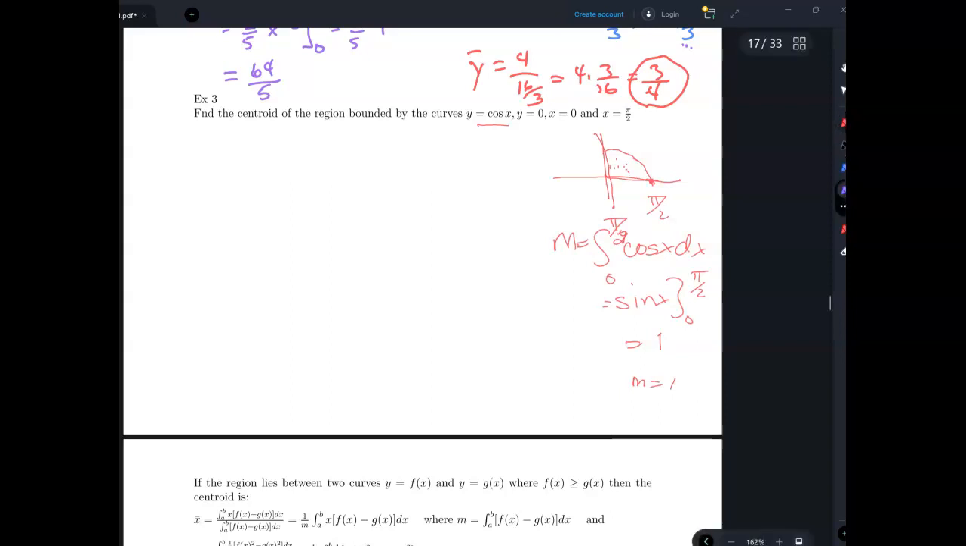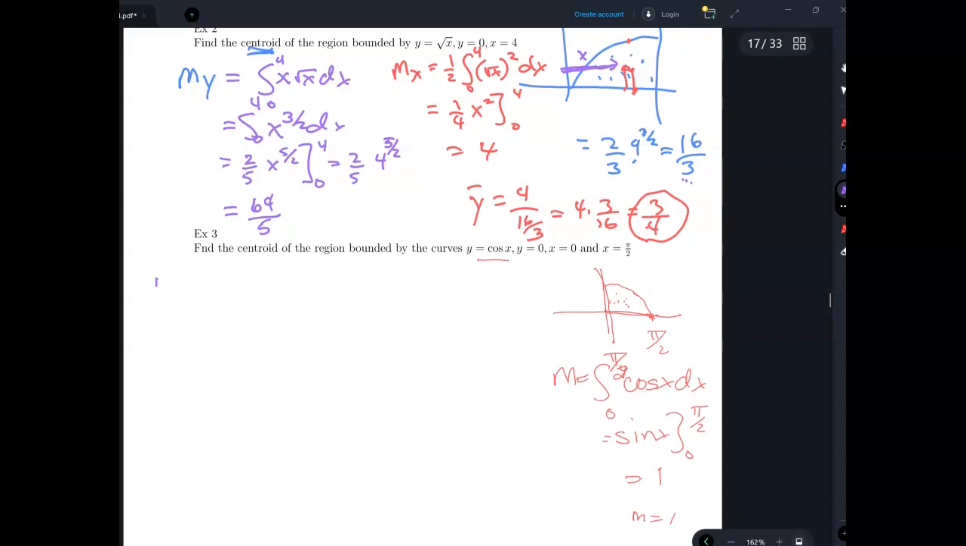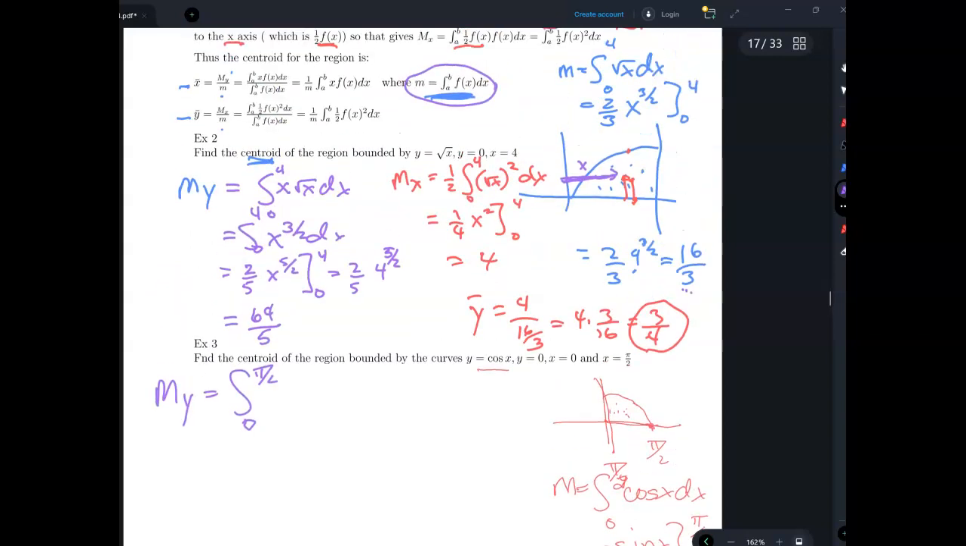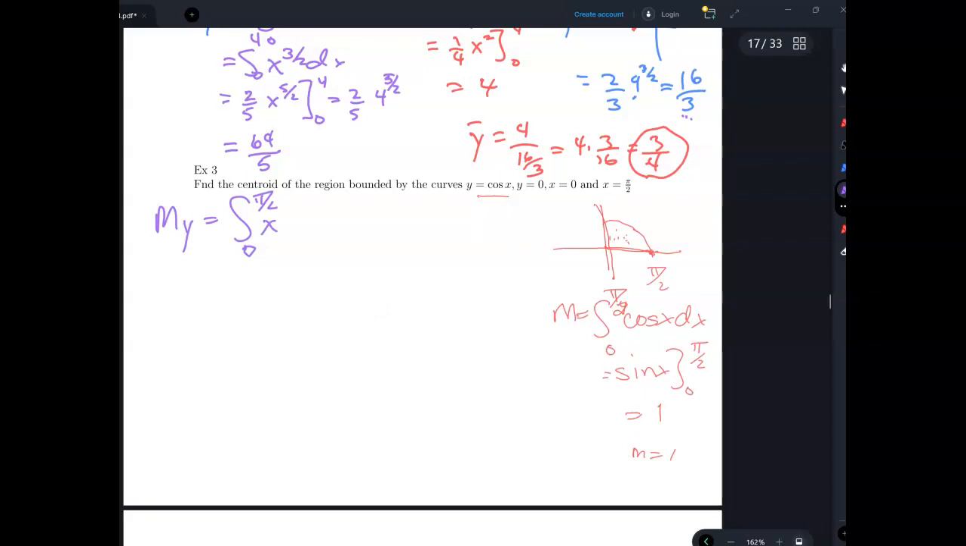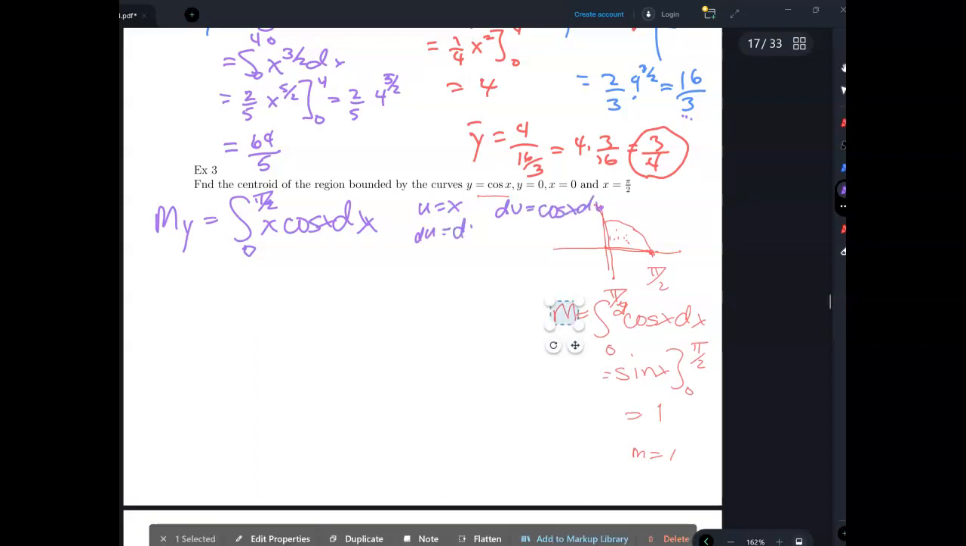Okay, so let's go find the m sub y. So m sub y is the integral from 0 to pi over 2 of x times the function, x times cosine of x. And you've been doing so many integrals, you see that this is integration by parts. So let's do u equals x, dv equals cosine, du is dx, v is sine.